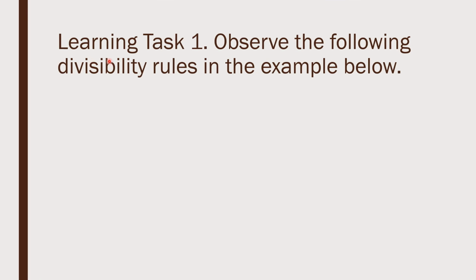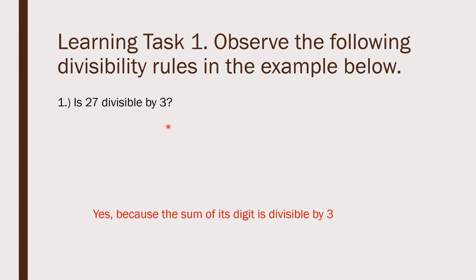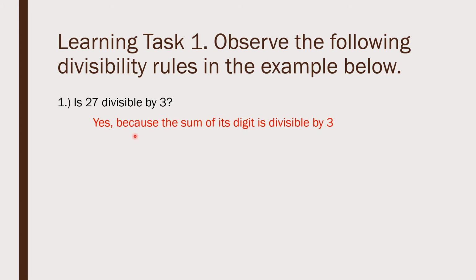Let us study learning task 1. Observe the following divisibility rules in the example below. Number 1. Is 27 divisible by 3? The correct answer is yes, because the sum of its digits is divisible by 3. We have 2 plus 7 equals 9. 9 is divisible by 3. Therefore, 27 is divisible by 3.